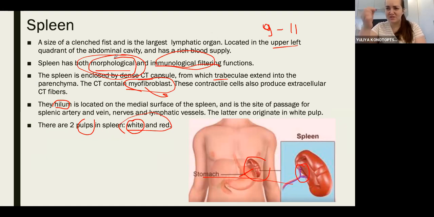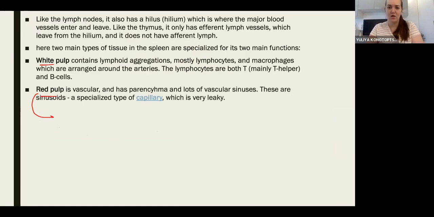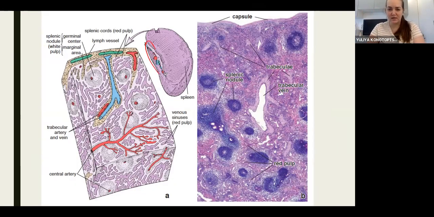It means it is literally shaped like a filter. The way its structure is like a filter. So we will talk about it right now as well. So that's your spleen, that's the hilum, right? You can see some arteries going in, some veins coming out.